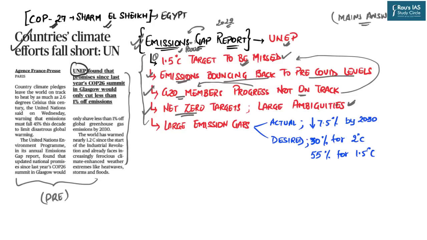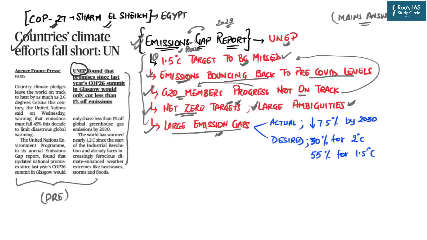ambiguities when it comes to the interpretation of these targets by various countries. And that is why, because of the prevalence of these large ambiguities, the credibility of these net zero emission targets is still very low, and time will tell where these targets will lead us. And that is why, on the basis of all these findings and evidences, the report says that still there exists a large amount of emission gaps.